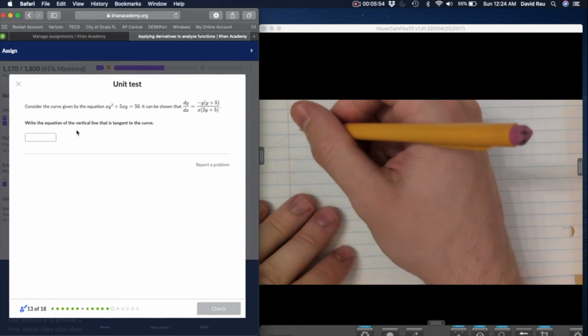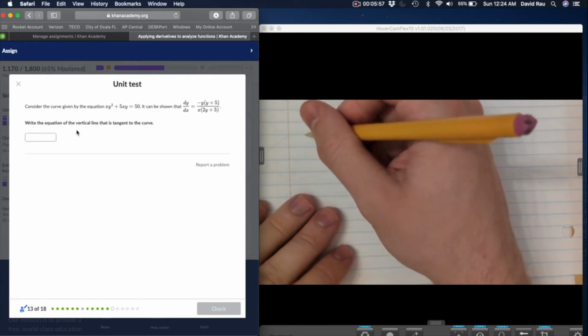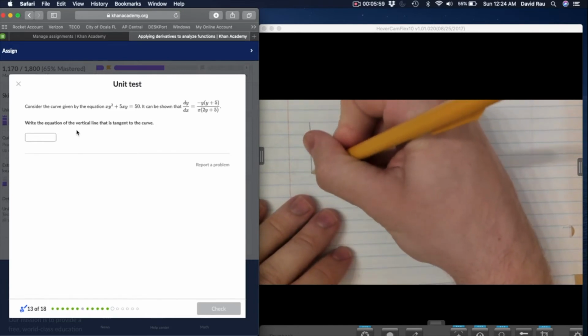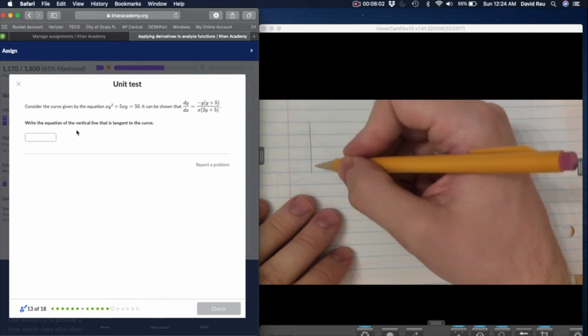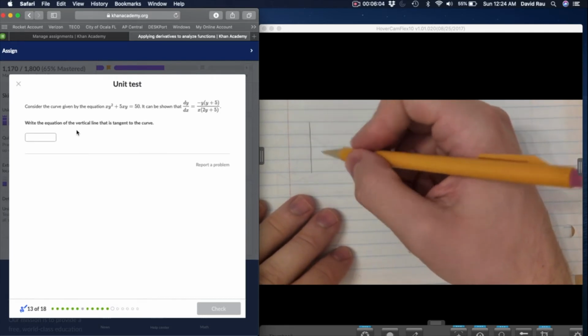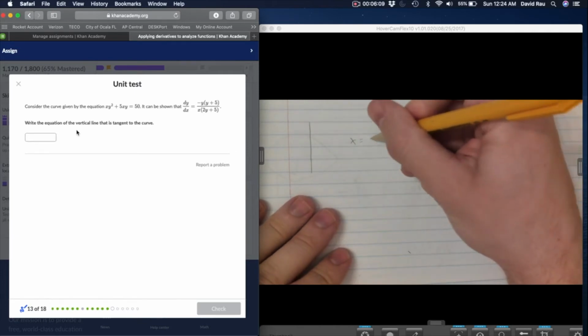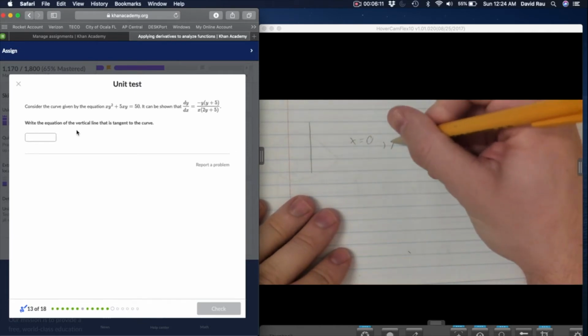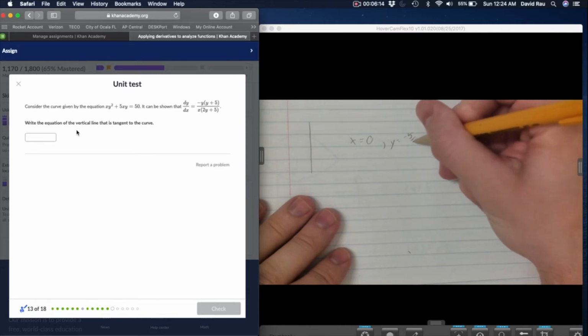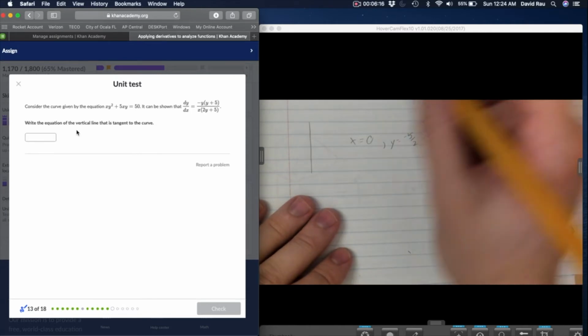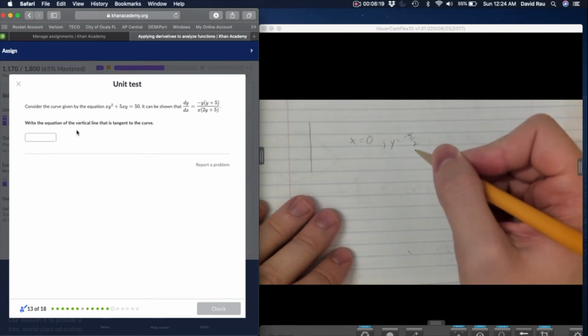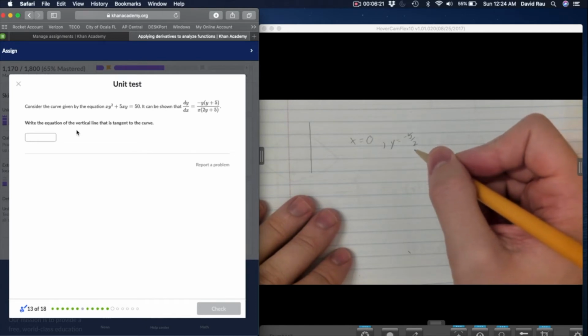We're supposed to write the equation of the vertical line that's tangent to the curve. Now the idea is a vertical line has an undefined slope. So where is dy/dx, the equation for the slope, undefined? Well, that would happen if x is equal to 0, or if y is equal to -5/2. Hopefully you can see that's where the denominator will be 0. Now the question is, which one of these is a valid solution?